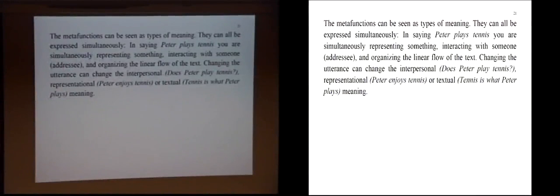So we can talk about these functional structures, or metafunctional structures, or whatever you want to call them, as types of meaning. We call it the interpersonal meaning or the textual meaning or the ideational meaning, and they are expressed simultaneously. If you say Peter plays tennis, you're simultaneously representing something, Peter playing tennis. You're interacting with somebody, making a statement, giving them some information. And you're also organizing the linear flow of the text by putting Peter as your first element and the other elements following it.